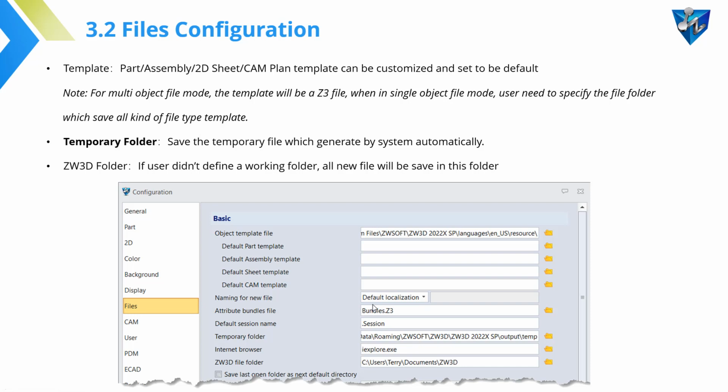And for the temporary folder, you could also customize it under the File tab of Configuration. The temporary folder will save the temporary file, which is generated by system automatically. And for the ZW3D file folder, if you didn't define the working folder, all the new files will be saved in this folder. So this is the ZW3D folder.